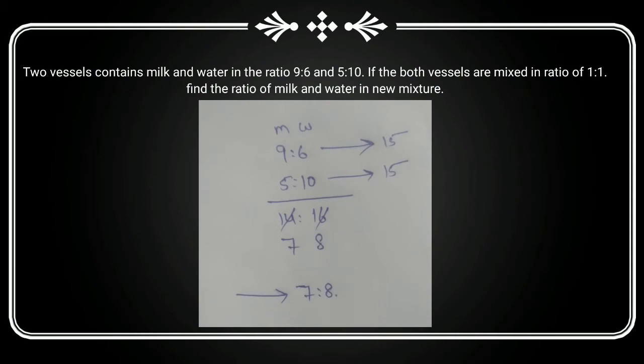Now I am cancelling with the second table. 2 7s are 14, 2 8s are 16. Now the new mixture is 7 is to 8. Now the ratio of milk and water in the new mixture is 7 is to 8.